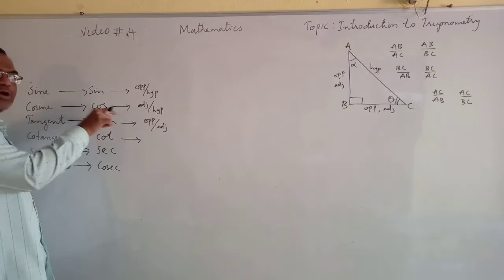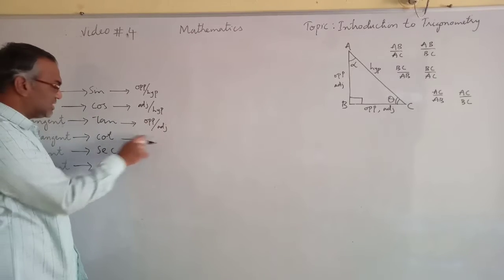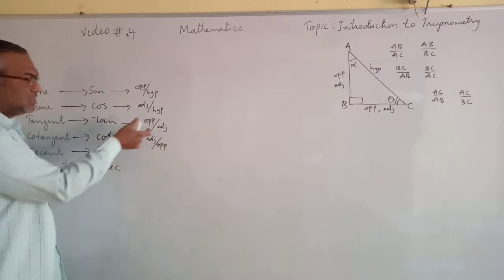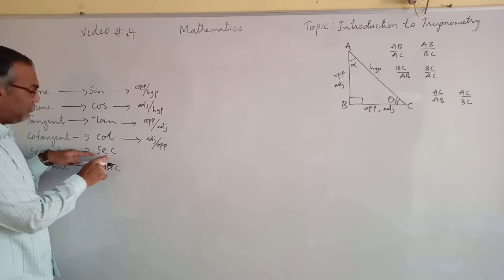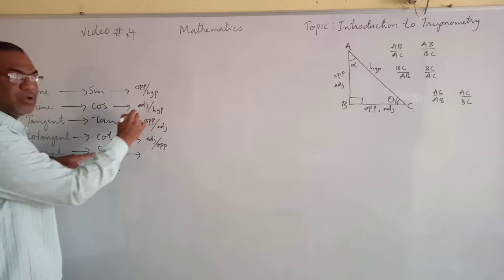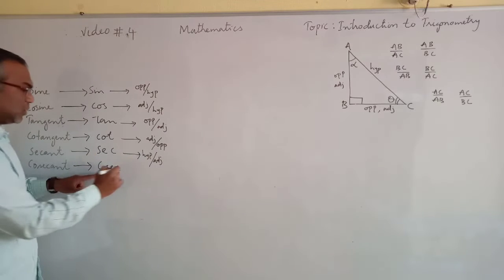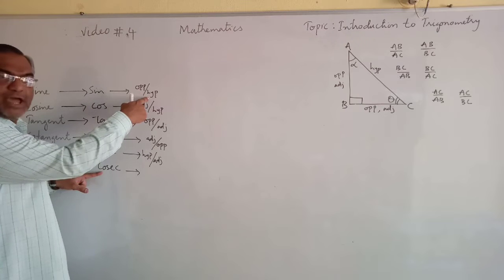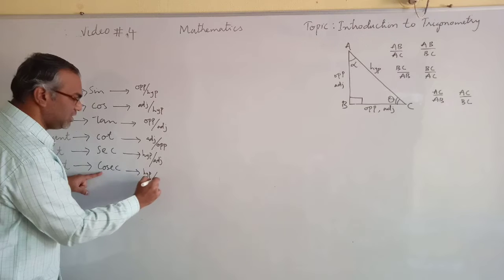Cot is the reciprocal of tan. So if tan is opposite divided by adjacent, then cot will be its reciprocal, adjacent divided by opposite. Sec is the reciprocal of cos. So cos is adjacent divided by hypotenuse, and sec will be hypotenuse divided by adjacent. Then cosec is the reciprocal of sine. Sine is opposite divided by hypotenuse, so cosec will be hypotenuse divided by opposite.